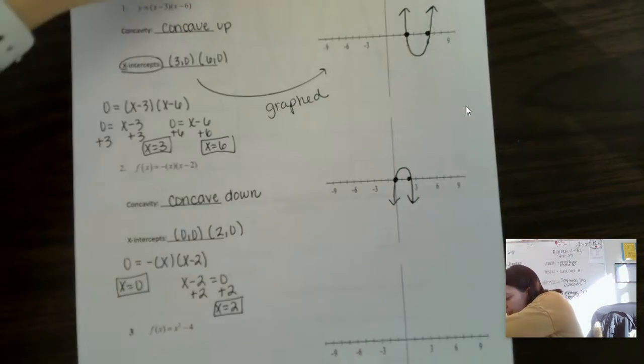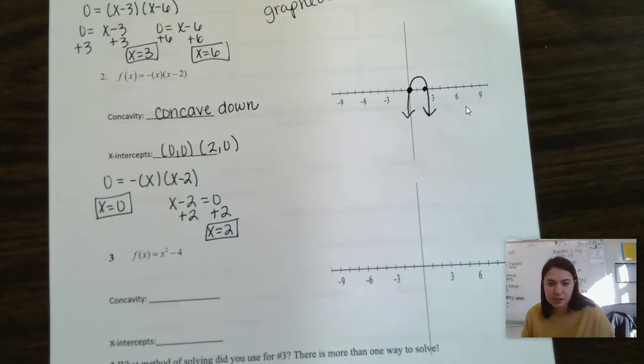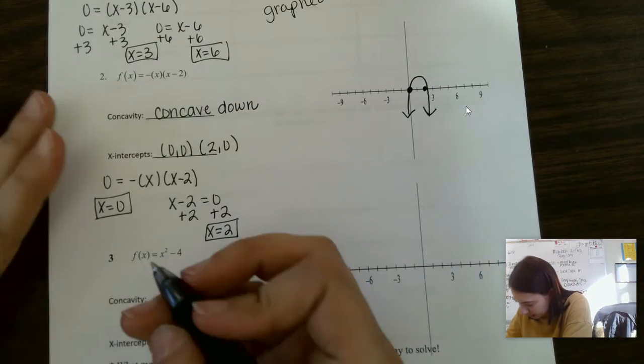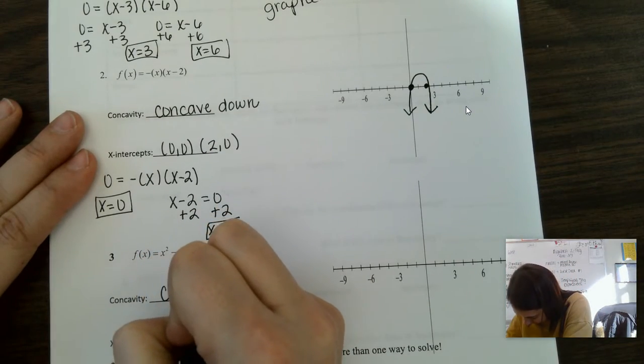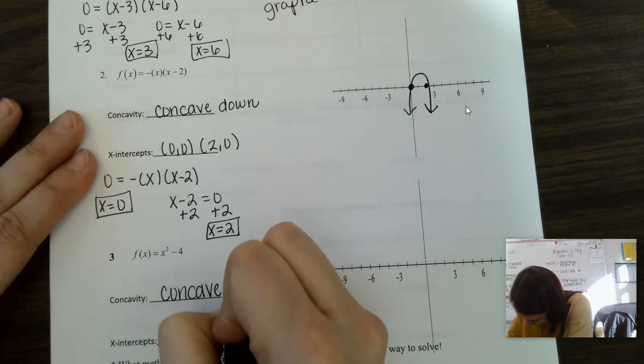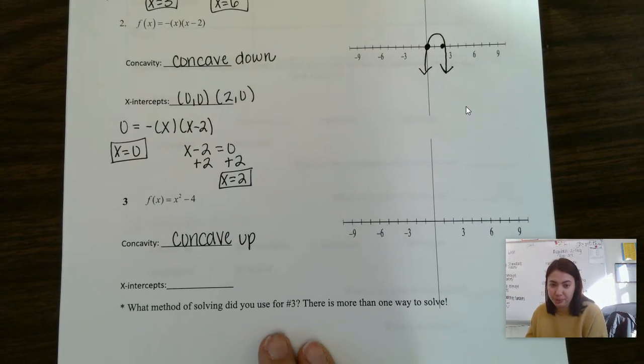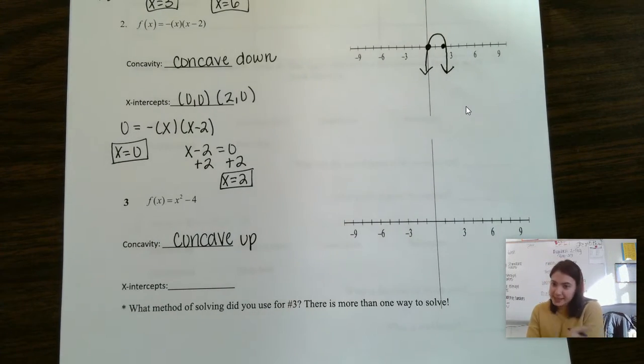Now, if we take a look at number 3, we have the equation x squared minus negative 4. Now, it's positive right away, so we know our concavity is concave up. However, there's a few different methods that we can use to solve for number 3. Go ahead, pause this YouTube video and try to solve.